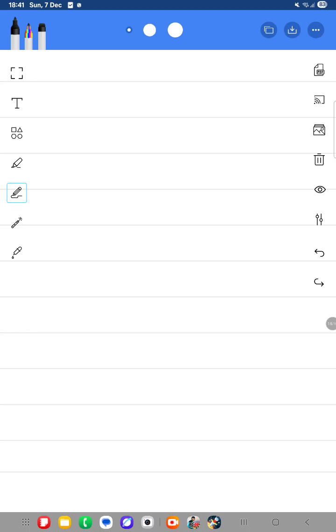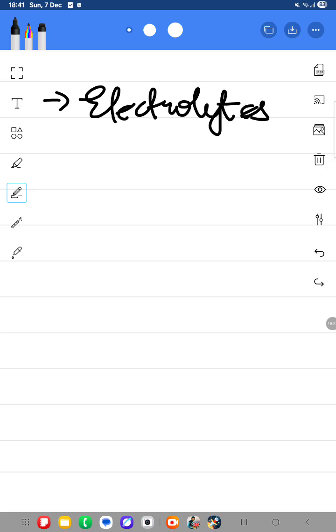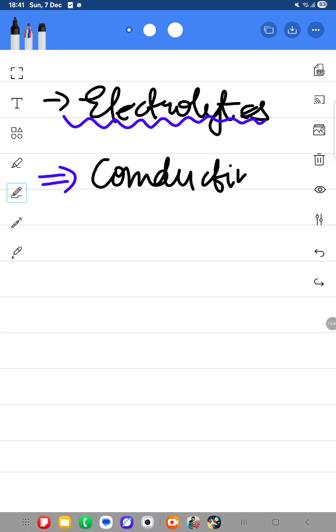Now we have to understand what are electrolytes. What are electrolytes? Electrolytes are the conducting liquids. One line definition: conducting liquids means any liquid which conducts electricity. Any liquid which conducts electricity is called electrolytes.